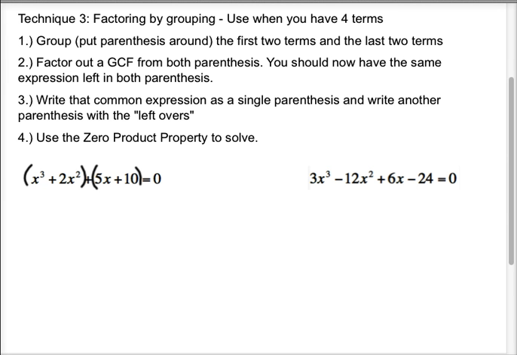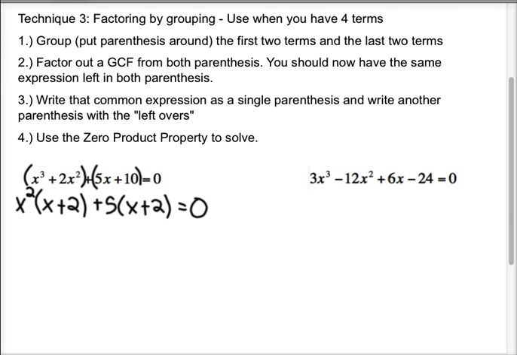So from my first parenthesis, I can take out an x squared. That's going to leave me with an x plus 2. From my second parenthesis, I can pull a 5 out. So I do that, and I'm left with that same x plus 2. Now that's kind of the secret here, is when we pull it out, we need those parentheses to be the same.